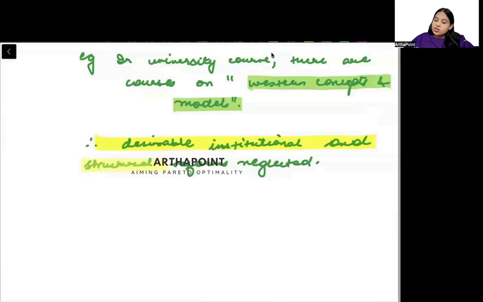Desirable institutional and structural reforms are neglected. जो असली में जरूरत है कि डेवलपिंग कंट्री में अच्छे रिफॉर्म आने चाहिए, स्ट्रक्चरल लेवल पे, सोशल लेवल पे, इंस्टीट्यूशनल लेवल पे, right? Those desirable changes are not coming. They are getting neglected. And instead, the developing country is only copy pasting whatever strategy the developed country is following. And that is why it is not able to grow.